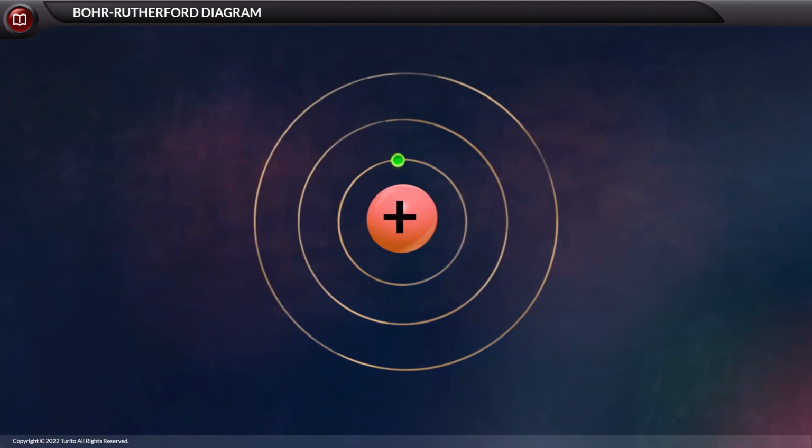An electron stays on its path at a particular energy. When an electron absorbs energy, it goes from an inner energy level to an outer energy level. While it returns from an outer energy level to an inner energy level, there is a release of energy.